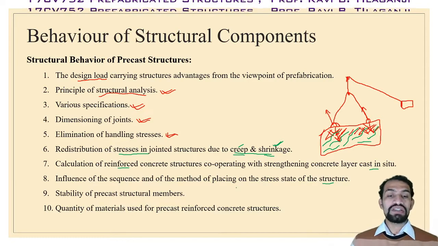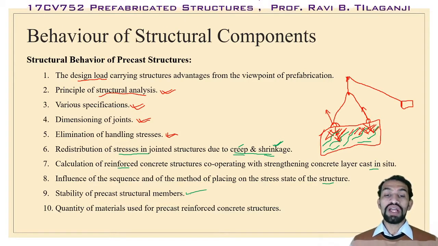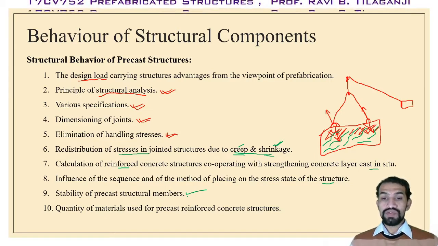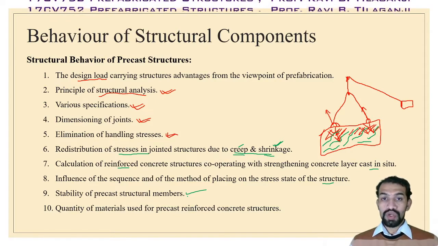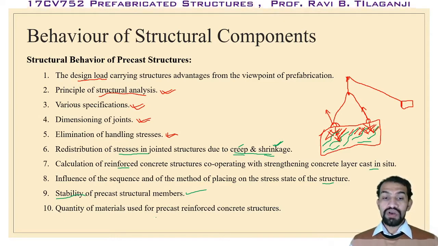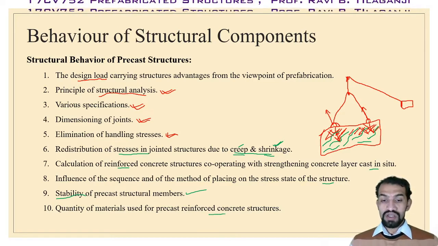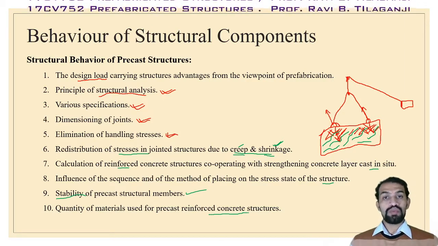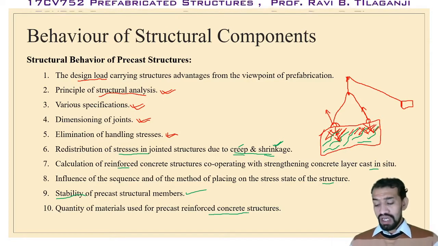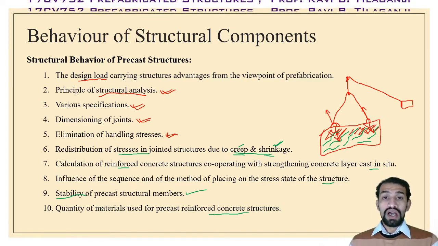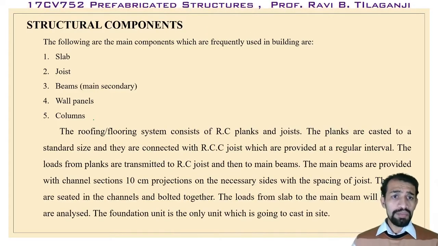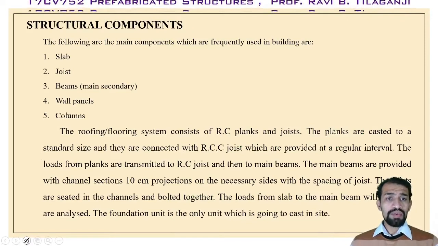Stability of precast structural members. After having all these structures, what is the stability, how many years it can be used, whether it can be used for 10 years or 20 years, this comes under stability. Quantity of materials used for precast reinforced concrete structures. What kind of concrete materials we have used to prepare the precast concrete structures, whether they are very useful or not so useful in the particular sections. Structural components.